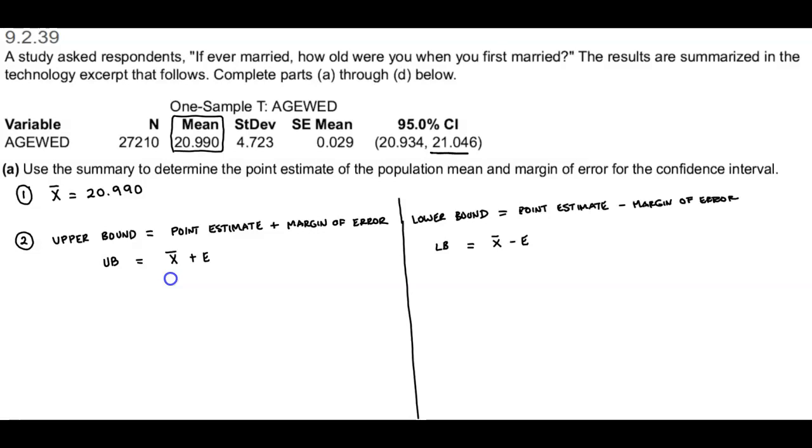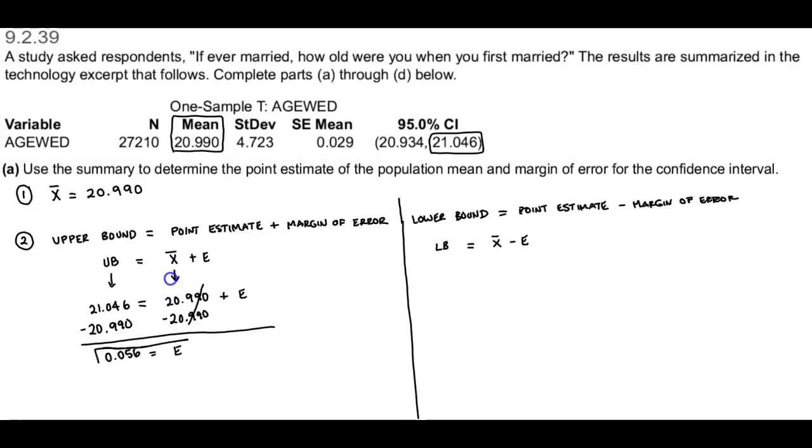Well, the upper bound here is 21.046. So we have 21.046 equals our mean, which is 20.990, plus the margin of error. If we want to solve for the margin of error, we subtract 20.990 from both sides. Isolating the margin of error on the right side and subtracting, we get 0.056 for the margin of error.